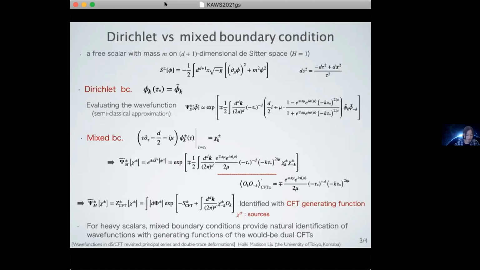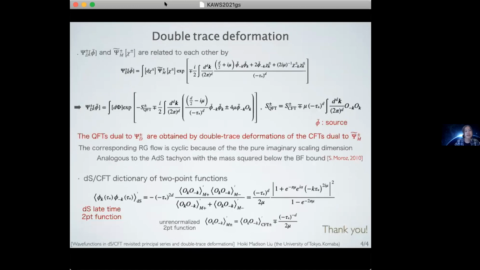And so for heavy scalars, the mixed boundary conditions are the ones which provide the natural identification of wave functions with generating functions of the would-be dual CFTs. And also, it is not difficult to prove that those two different wave functions are related to each other by this relation. And here, those extra terms are just an extra boundary action we have added.